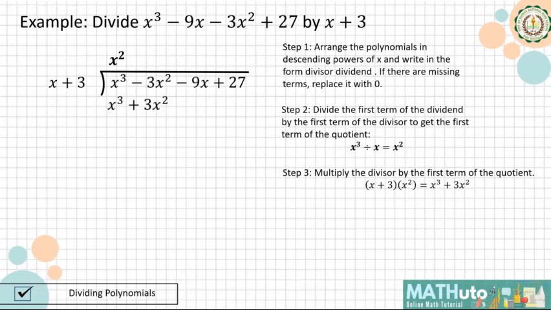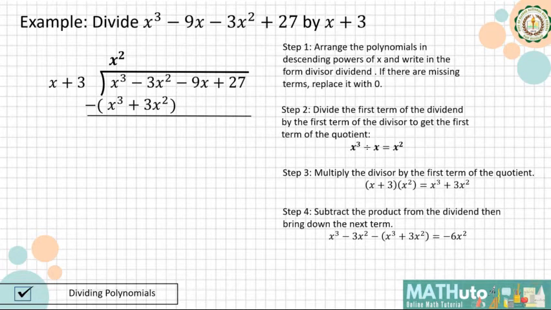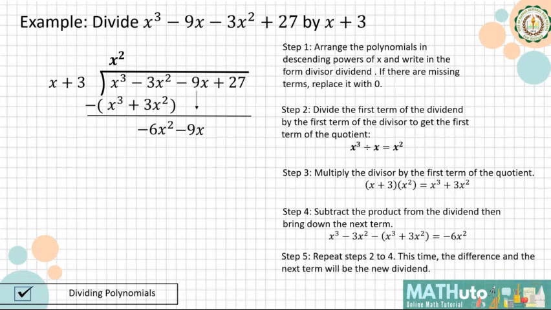The next step is to subtract. Subtract the product from the dividend, then bring down the next term. We have x cubed minus 3x squared minus x cubed plus 3x squared, and that is equivalent to negative 6x squared. Bring down minus 9x. And then repeat steps 2 to 4. And this time, the difference and the next term will be the new dividend.